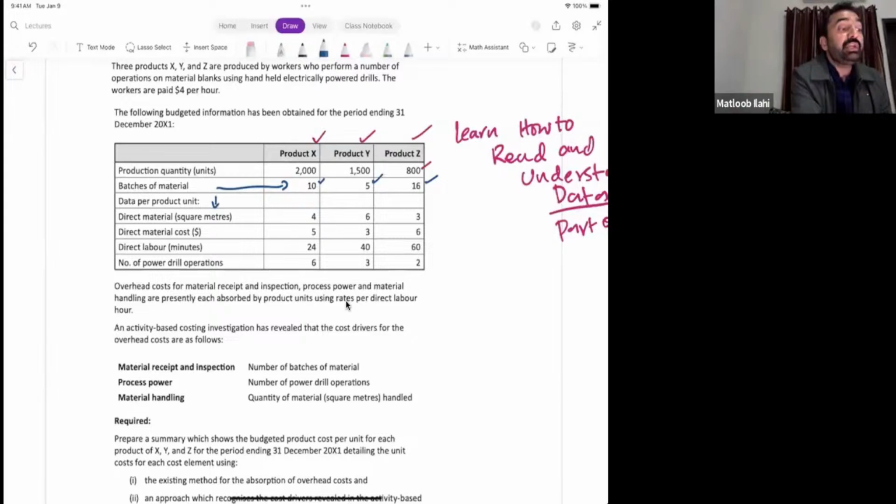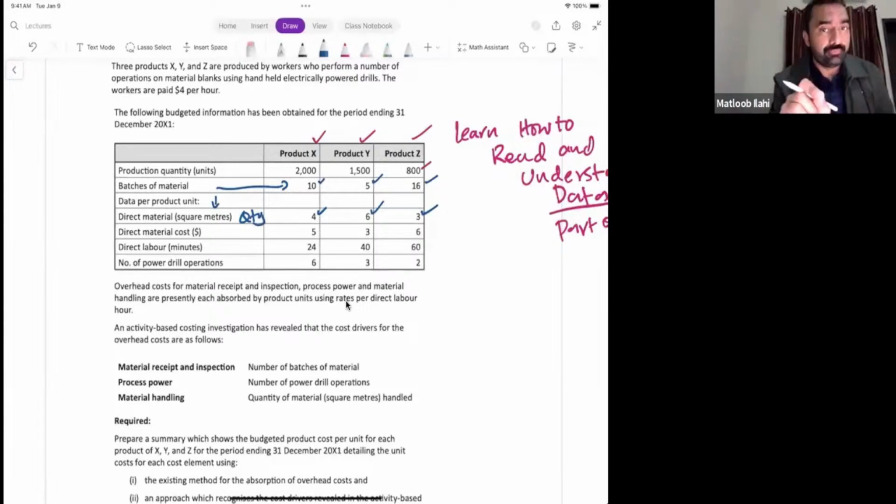Okay. Direct material square meters. This is quantity of materials. Quantity: 4 square meters for X, 6 square meters for Y, 3 square meters for Z.